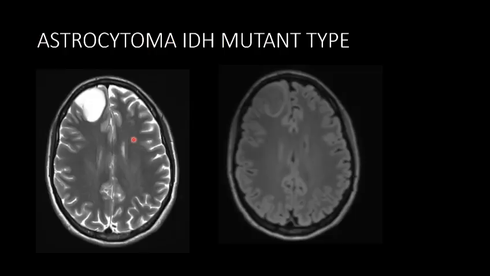Astrocytoma IDH mutant type. Differentiating point is the T2 FLAIR mismatch sign, which is classically seen in case of astrocytoma IDH mutant type. Here we can see the T2 hyperintense lesion located in the left frontal region. And on FLAIR, we can see the lesion is showing incomplete suppression with a peripheral hyperintense rim known as T2 FLAIR mismatch sign, which is classically seen in case of astrocytoma IDH mutant type.